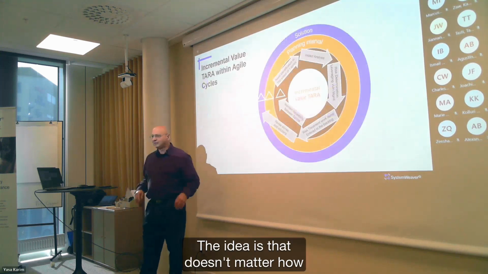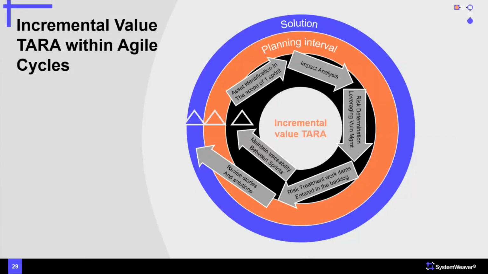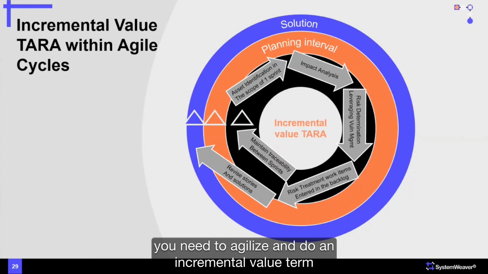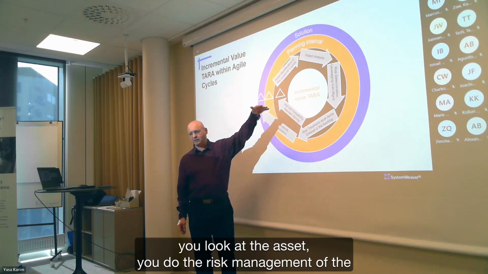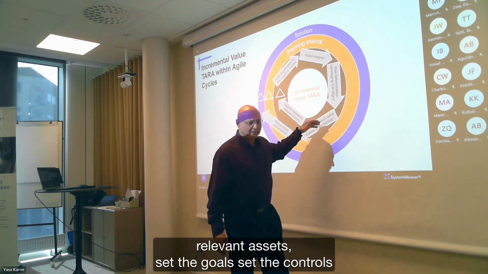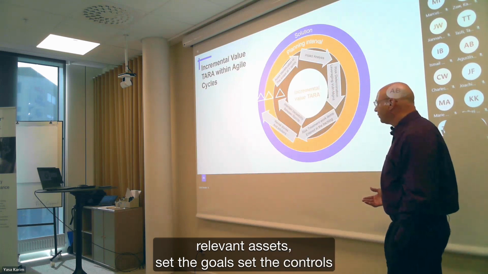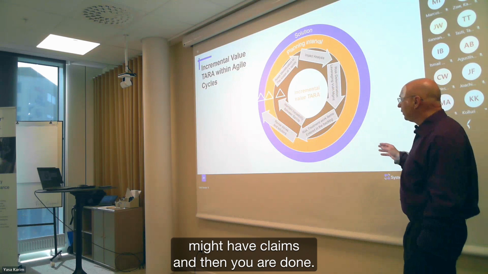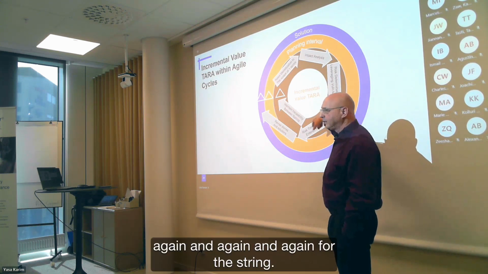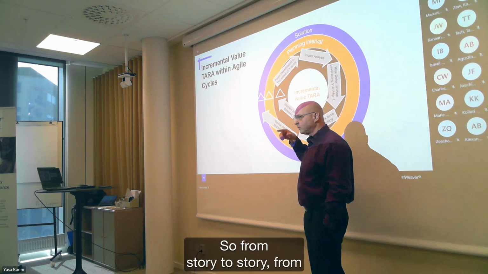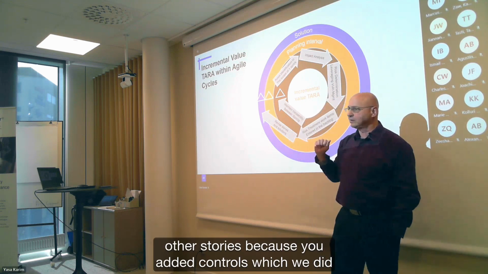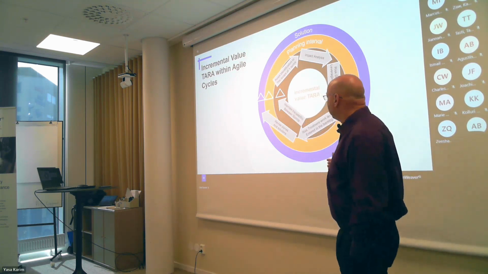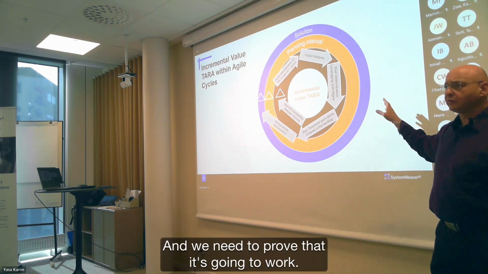So the idea is that it doesn't matter how and what you do, you need to agilize and do an incremental value TARA, in which in each step you look at the asset, at the content, you do the risk management of the relevant assets, set the goals, set the controls, might have claims, and then you are done. And this is again and again and again for the stories. So from story to story, you might need to update other stories because you added controls which we did not consider before. And we need to prove that it's going to work.